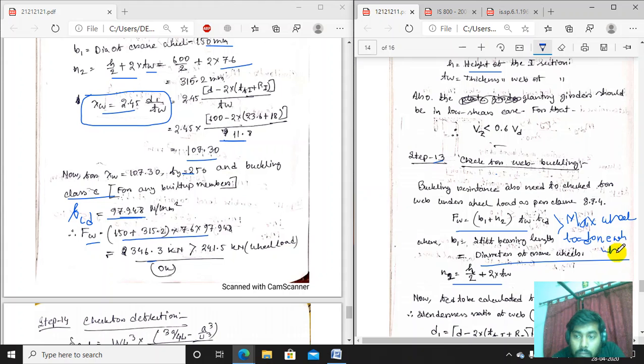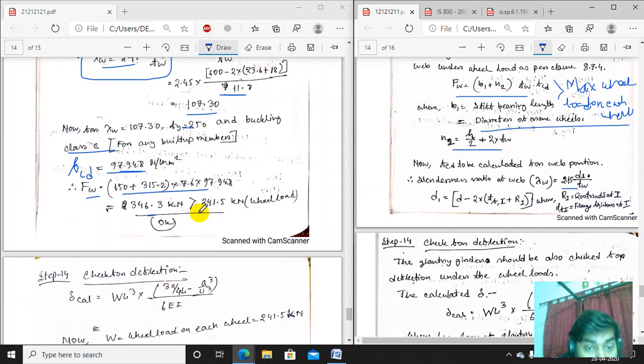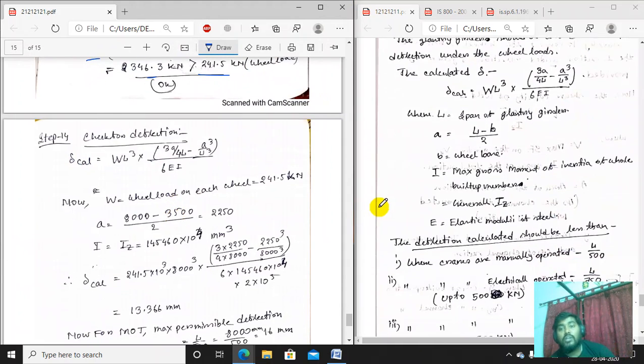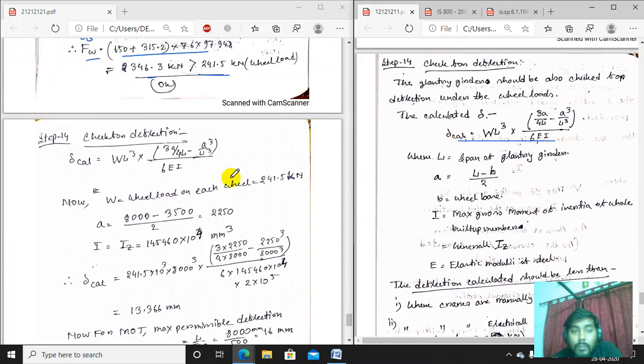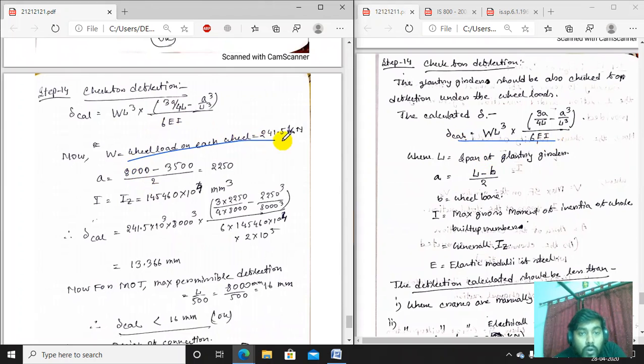Please make it clear. Maximum wheel load for each wheel, so there is more than that, hence it is okay. Bearing here, so check for deflection now coming. WL cube by that, where W is the total wheel load on each wheel, 241.5.